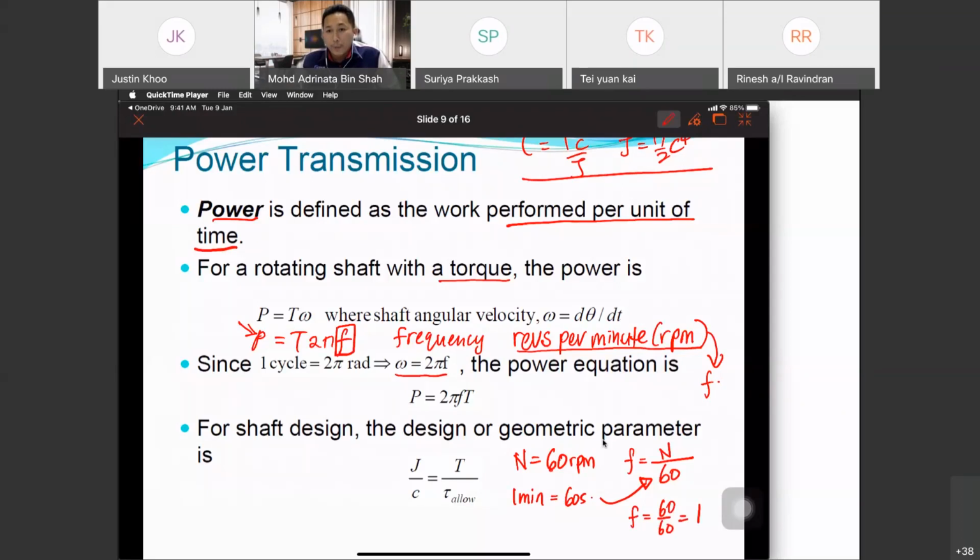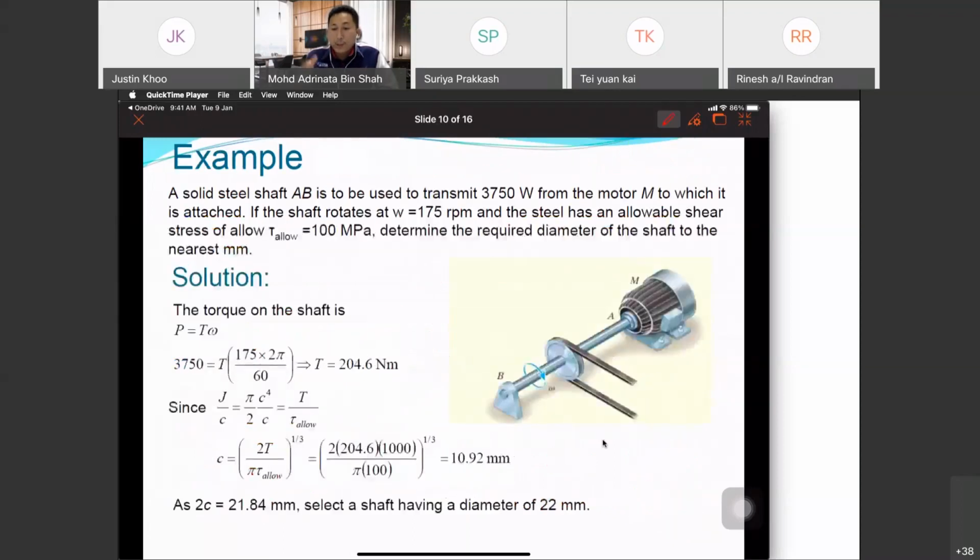Almost always in the question it is given in RPM. So now we have the equation P equals 2 pi F T, where you change F to N over 60. And this is for the shaft design, to calculate the diameter. So you have tau equals T C over J, and then they change it: J over C is equal to torque over allowable shear stress. So they just rearrange the equation. Okay, let's have a look at the examples.